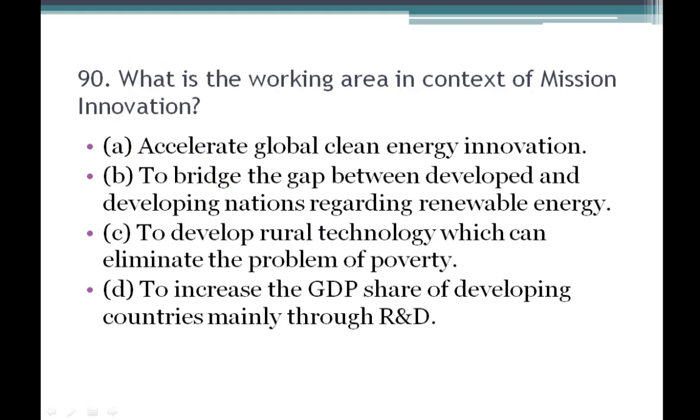Question number 90. What is the working area in context of mission innovation? Option A. Accelerate global clean energy innovation. Option B. To bridge the gap between developed and developing nations regarding renewable energy. Option C. To develop rural technology which can eliminate the problem of poverty. Option D. To increase the GDP share of developing countries mainly through research and development. The correct answer is option A, that is accelerate global clean energy innovation.